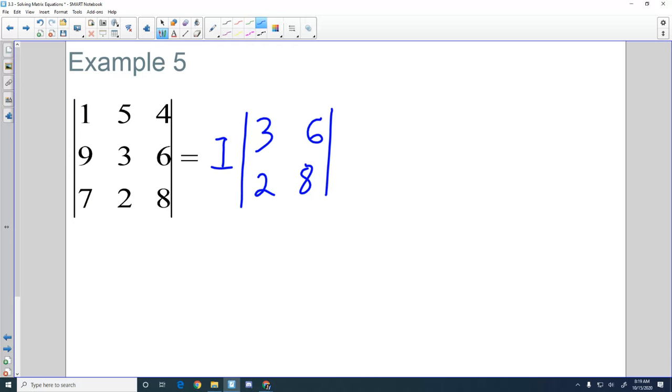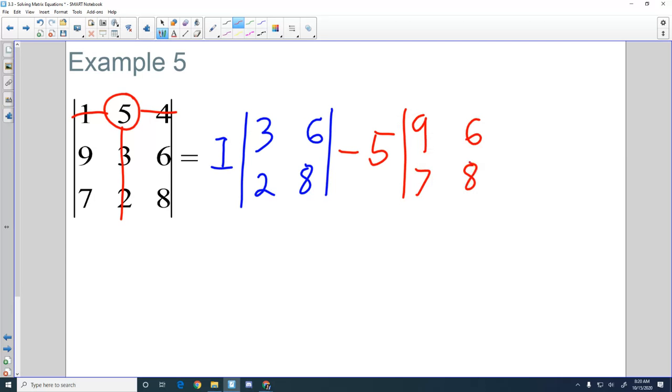Now go back to our matrix and circle the second number, the 5. Now I'm not going to write a plus 5 because we always have to subtract the next term. So we added that first term. I'm going to write minus 5 because of that alternating pattern scheme. Cross off everything else in that row and everything else in that column, and we're left with 4 numbers. We're going to write those as a determinant. 9, 6, 7, 8.